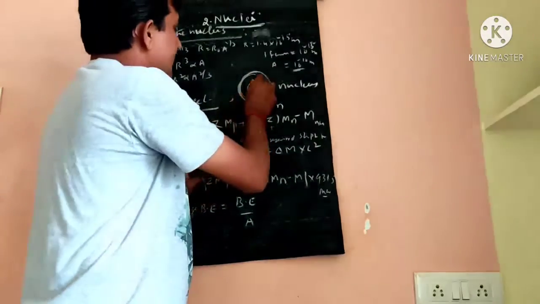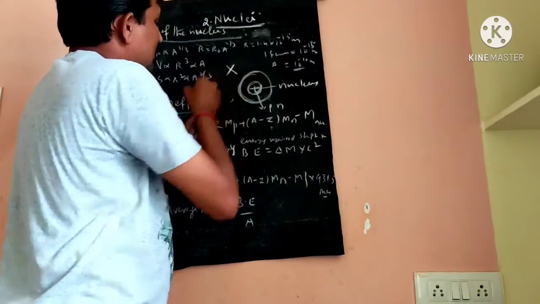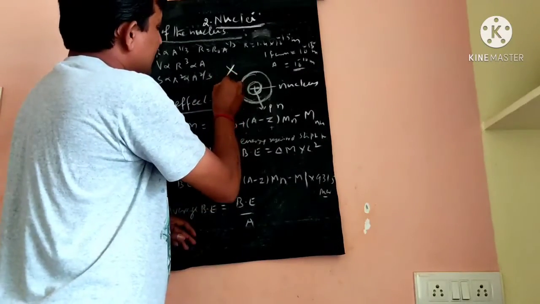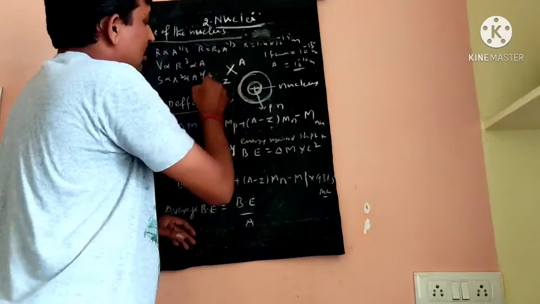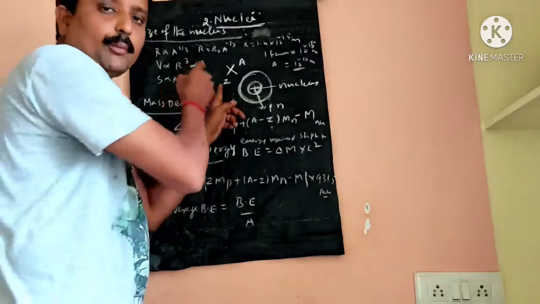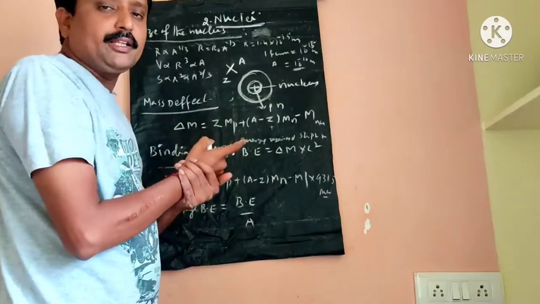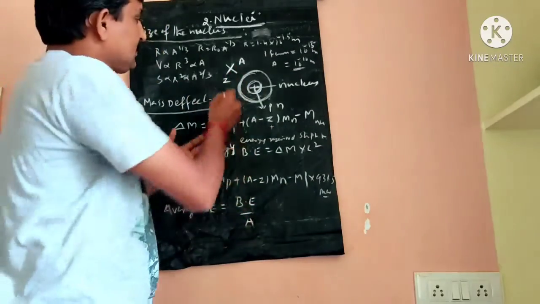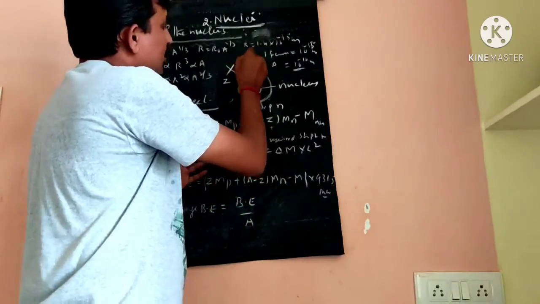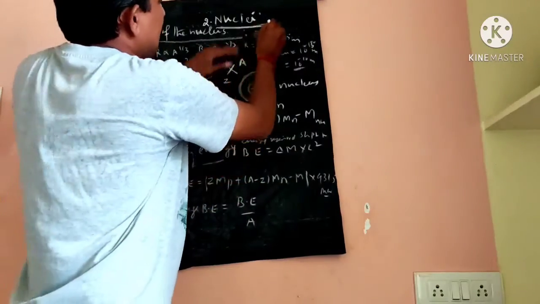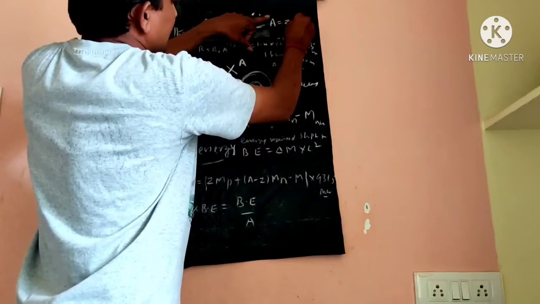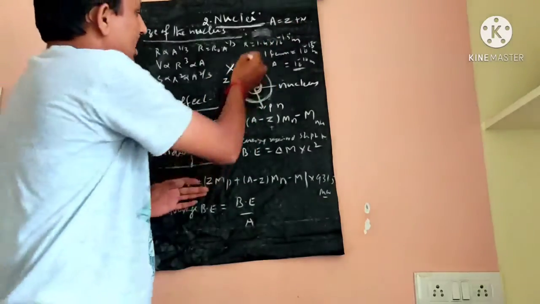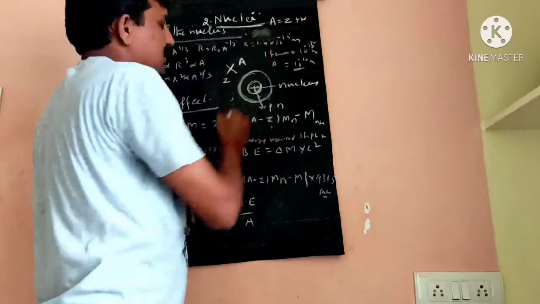The nucleus is denoted by X with Z and A. Here Z is called the atomic number. Atomic number is nothing but the number of protons or number of electrons. A is called the atomic mass number, where A is equal to Z plus N. So the number of protons plus number of neutrons is called the atomic mass number.